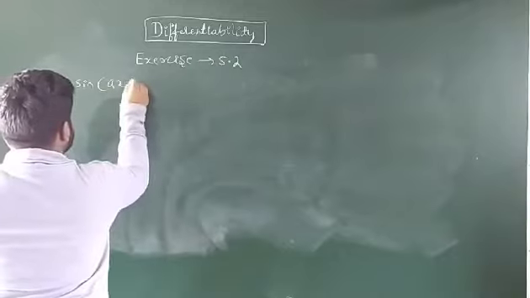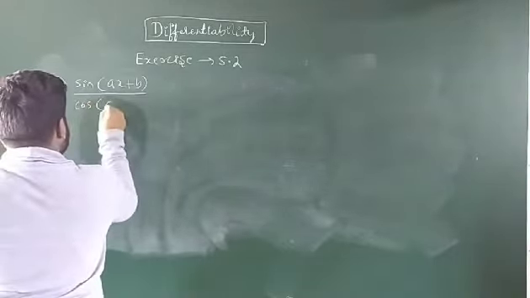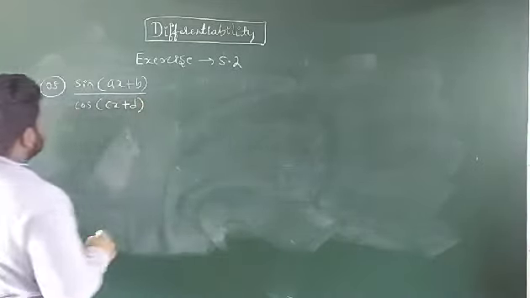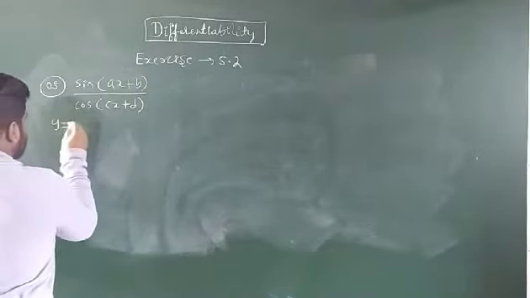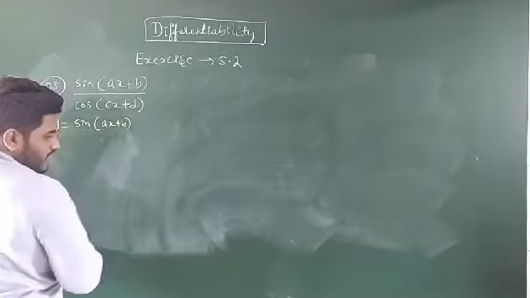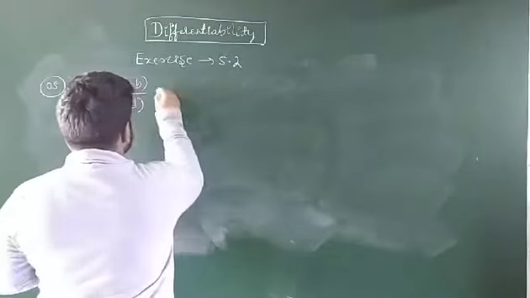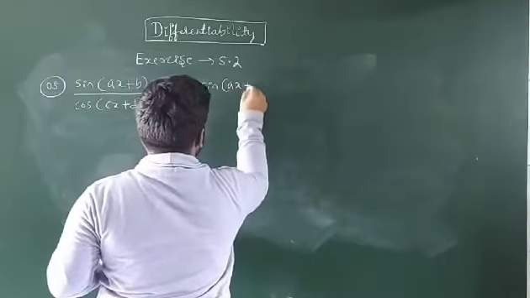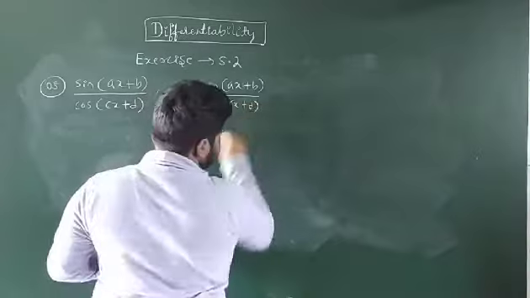Sin of ax plus b divided by cos of cx plus d. So this is the question. Again treat the given function as y. Y equal to sin of ax plus b divided by cos of cx plus d. I will write it here so that we can utilize the full board.